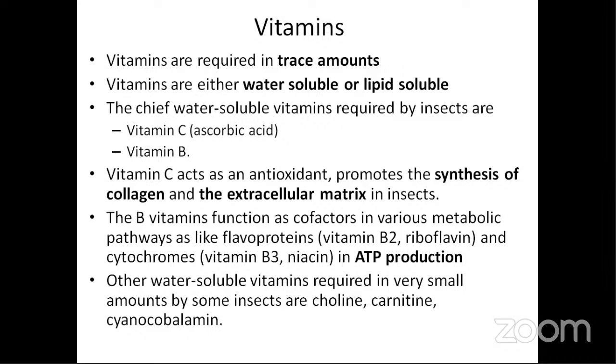They are like choline, carnitine, cyanocobalamin, which contains cobalt. And vitamin B12, cobalamin, cyanocobalamin is produced by. In the case of these water soluble vitamins, they mostly act as neuropeptides or neurohormones, I mean neurotransmitter production.